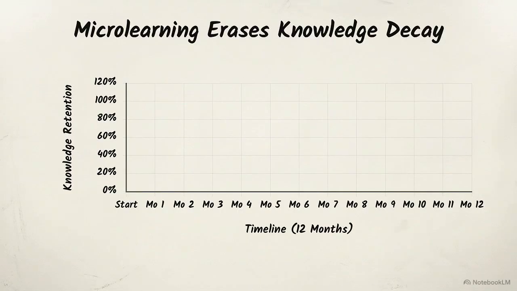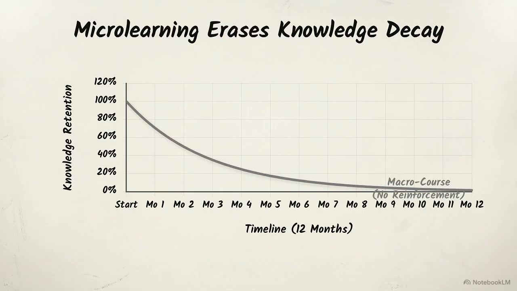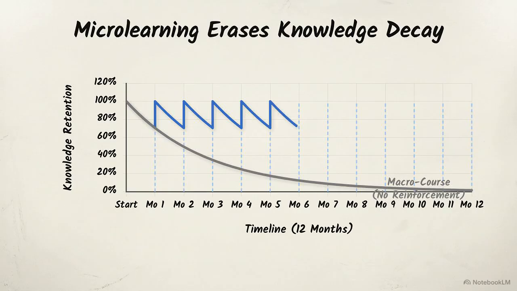Consider an annual compliance requirement like active shooter training, which relies on applying specific safety protocols. After a single day-long macro course, knowledge retention drops precipitously over the following 12 months. A microlearning campaign, like a monthly video prompt asking employees to identify how to barricade a door, forces active retrieval, pushing that retention curve back up to 100%.